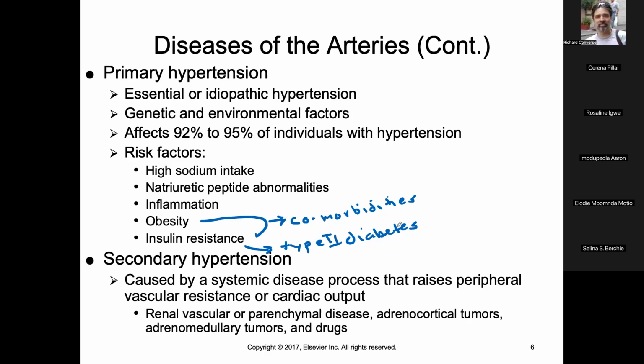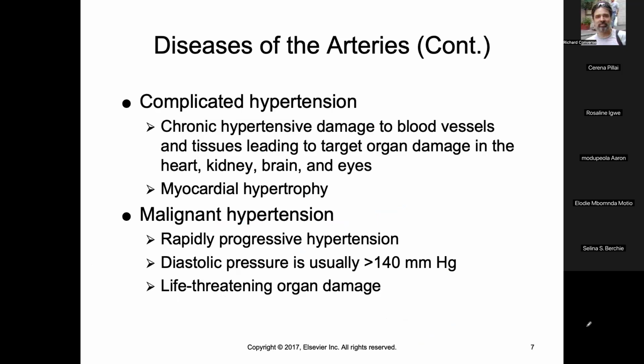Okay. Secondary hypertension is caused by disease that raises peripheral vascular resistance or cardiac output. Generally, this is going to be a problem with kidney function. Okay. Renal vascular, parenchymal disease, adrenal cortical tumors, adrenal medullary tumors, and drugs. Okay. So, again, we're talking about problems related to the endocrine and urinary system. Okay. And once you fix the underlying cause, the hypertension usually goes away.